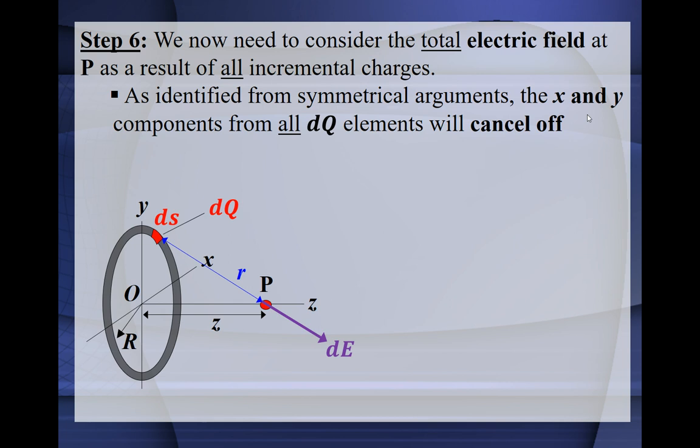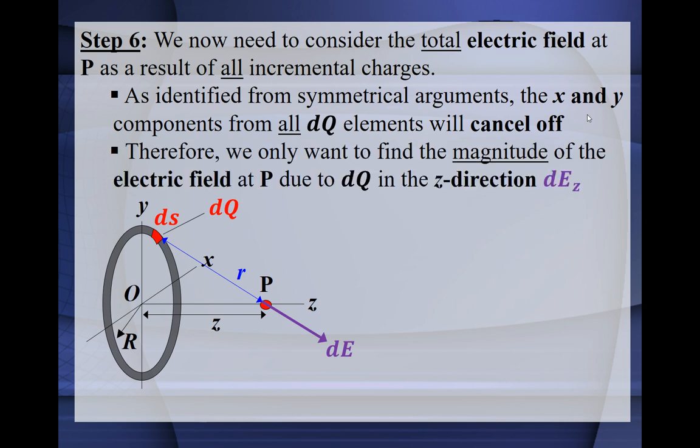So what I really just want to know is, what is the z component of the vector dE? And that's what I've said here. We only need to figure out what the magnitude of the electric field at point P is due to the differential charge element dq in the z direction. So I just want dEz.